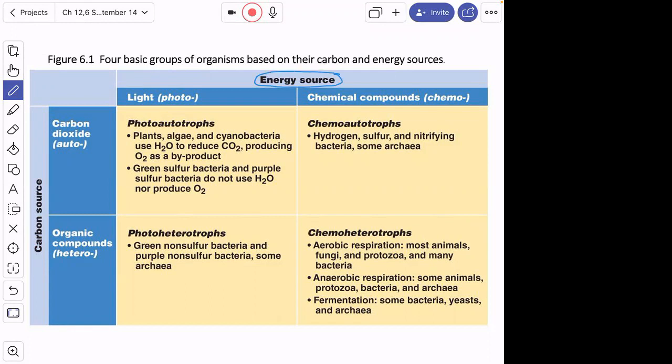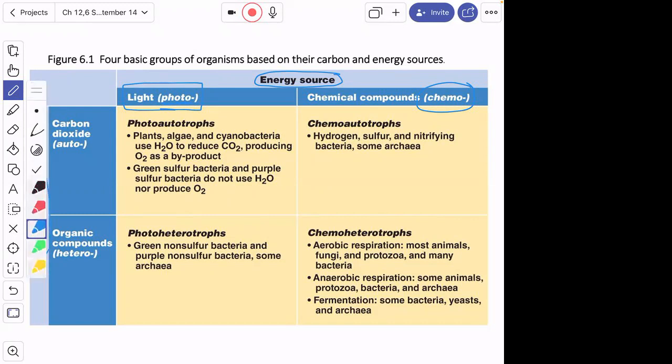If an organism gets their energy from the sun, from light, we give them that photo prefix. And if they get their energy from the breaking of chemical bonds, usually some kind of redox reaction, then we give them the prefix chemo. Okay, and then we put that together with two prefixes that describe where they get their carbon source.